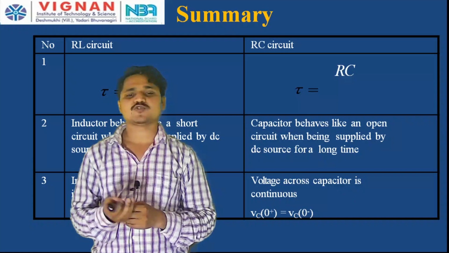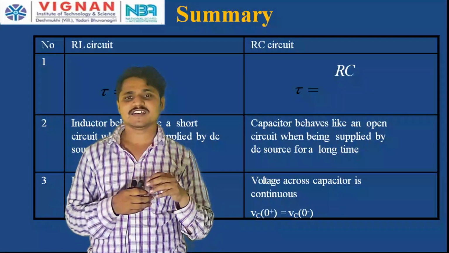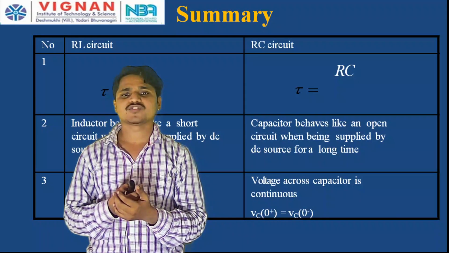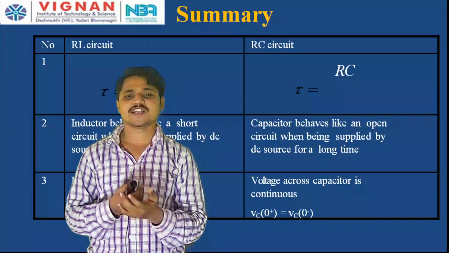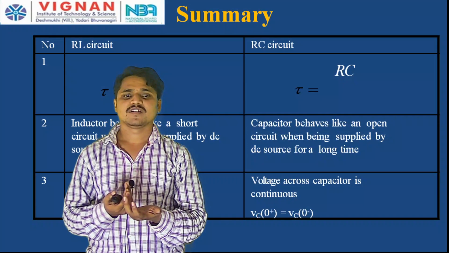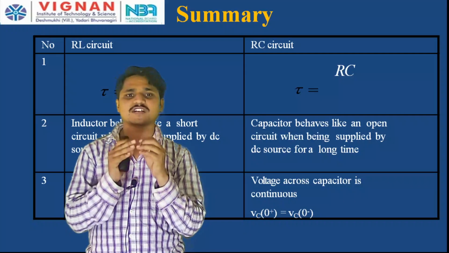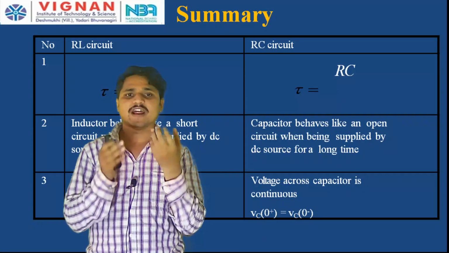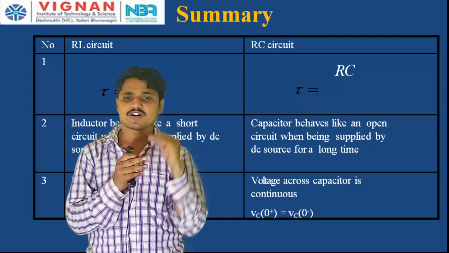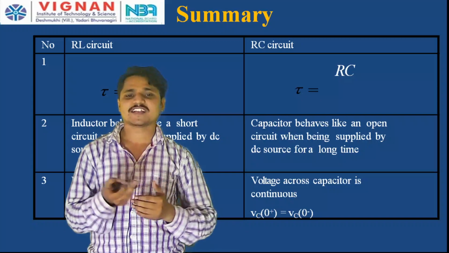A capacitor behaves as an open circuit for DC after a long time. That means if you apply DC to the capacitor for a long time, it acts as an open circuit, because current I is equal to C into dV by dt. The voltage is constant, so the derivative of a constant is 0, and I is 0 means open circuit. One more important point: an inductor does not allow a sudden change in current. Therefore, whatever current flows at t equal to 0 minus, the same current will flow through the inductor at t equal to 0 plus.